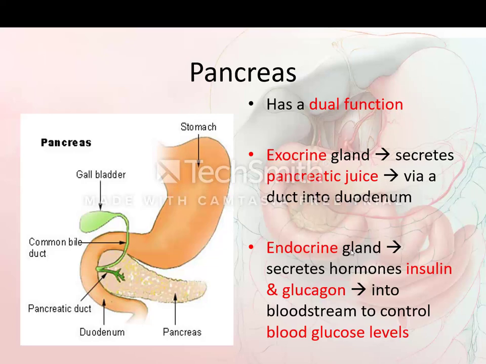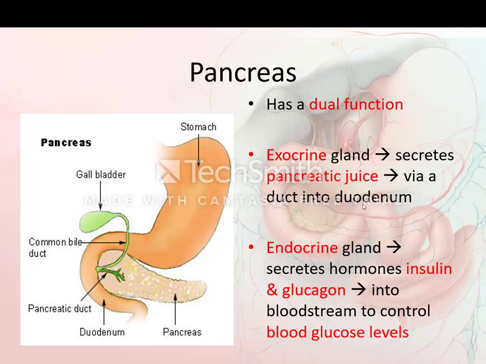So where it acts as an exocrine gland, that's because the pancreatic juice is moving through that vessel, through that duct, into the small intestine. On the other hand, however, it also acts as an endocrine gland because it secretes hormones. Those two hormones are called insulin and glucagon. And when it secretes them directly into the bloodstream.